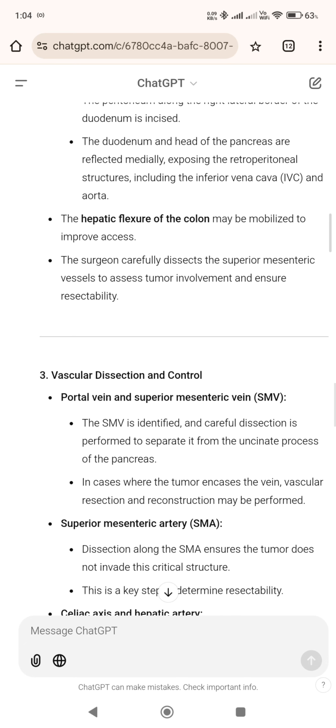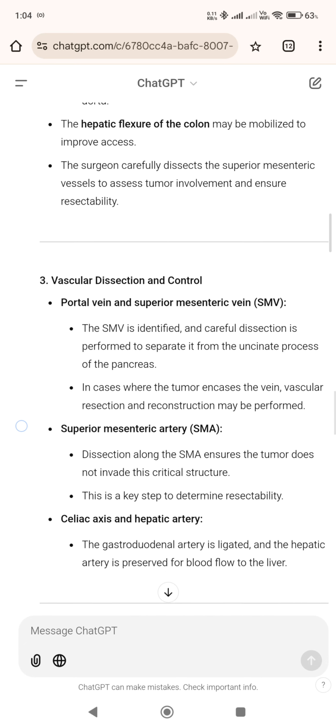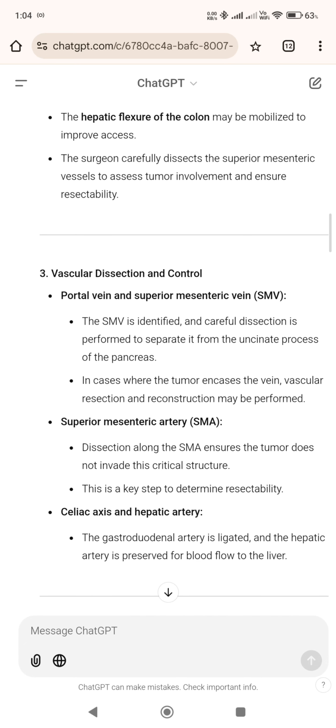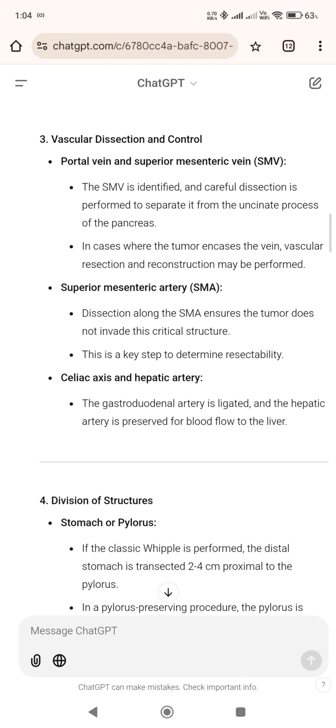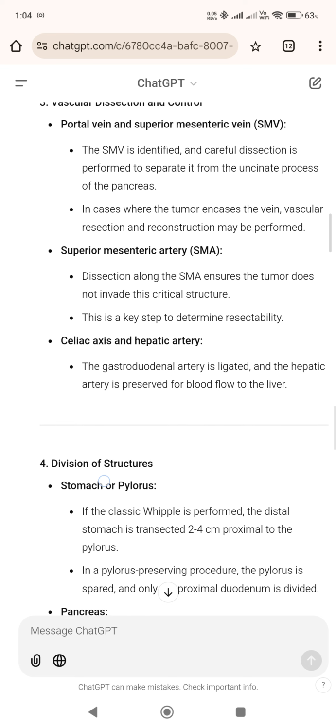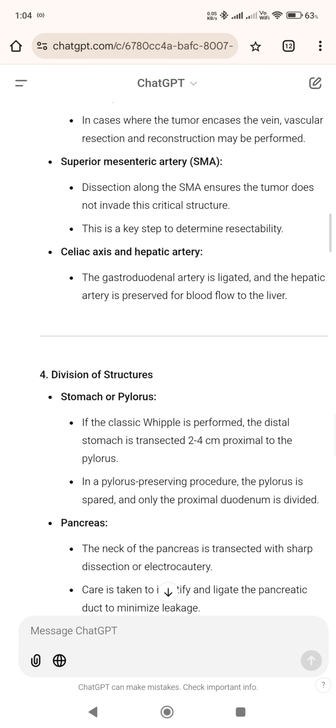The surgeon carefully dissects the superior mesenteric vessels to assess tumor involvement and ensure resectability. Vascular dissection and control. Portal vein and superior mesenteric vein, SMV. The SMV is identified and careful dissection is performed to separate it from the uncinate process of the pancreas. In cases where the tumor encases the vein, vascular resection and reconstruction may be performed.